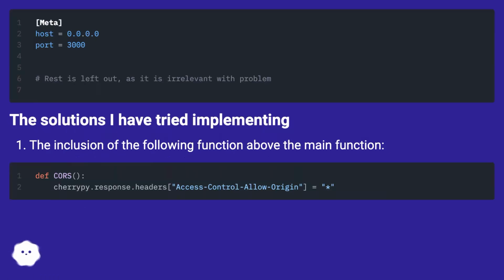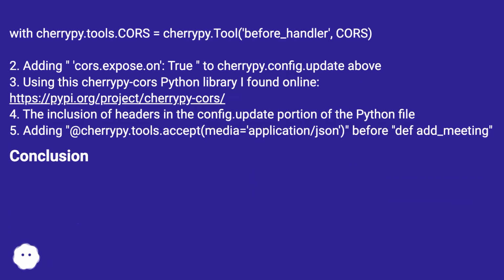The solutions I have tried implementing. 1. The inclusion of the following function above the main function, with cherrypy.tools.CORS = cherrypy.Tool('before_handler', CORS). 2. Adding CORS.expose.on = True to cherrypy.config.update above.